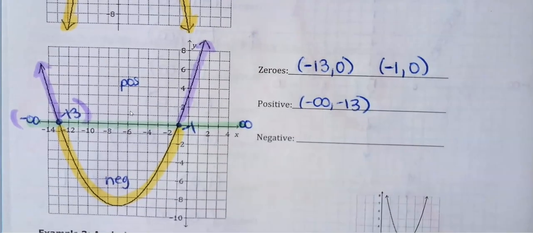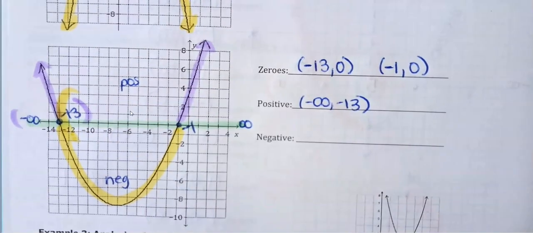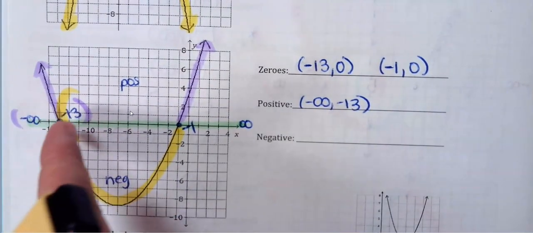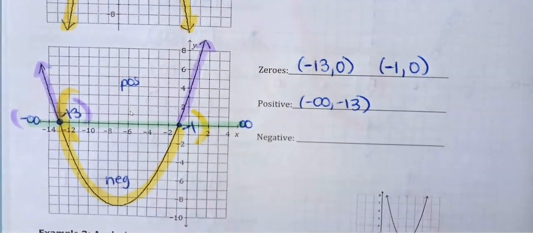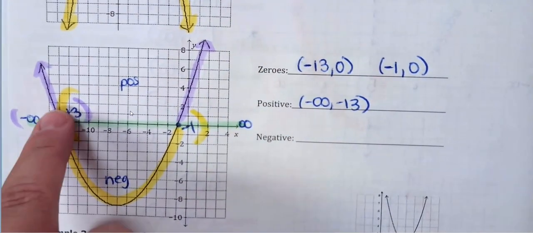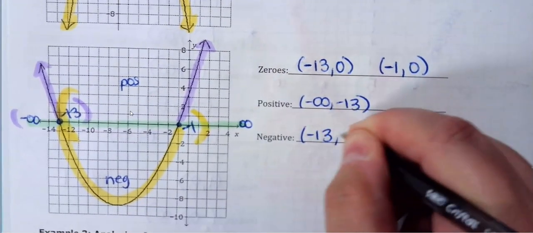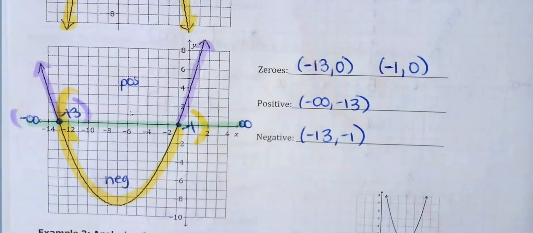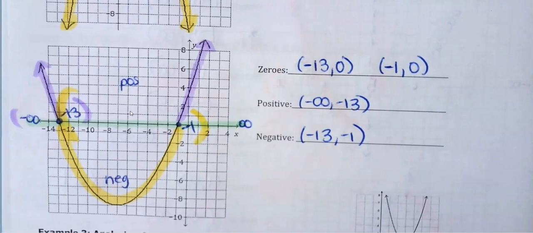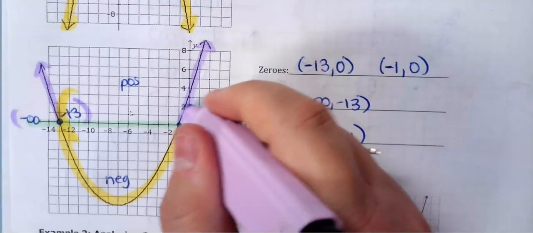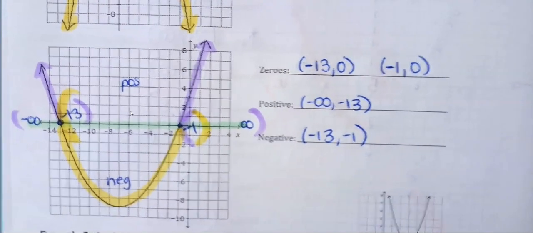When I get to the negative 13, and remember, that's not positive or negative because it's at 0. When I switch over here from the negative 13 all the way till I get to the negative 1, that interval, negative 13 to negative 1, all those points are negative. So from negative 13 to negative 1. And then once I hit the negative 1, we go back above the x-axis, so all our points are positive there. So at the negative 1, all the way the rest of the graph is going to be positive.